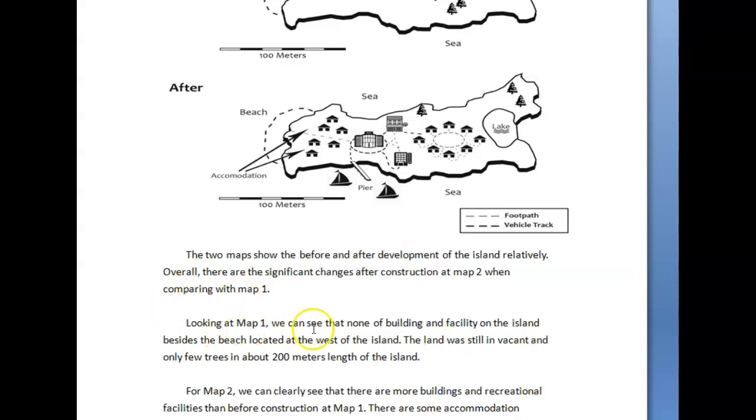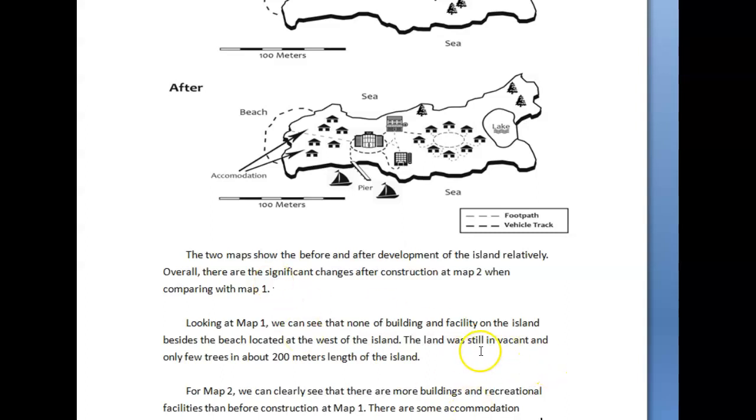Looking at map 1, we can see that none of the buildings and facilities on the island, no, the grammar is wrong here, okay? So, looking at map 1, we can see that there are no buildings or facilities on the island besides the beach located at the west of the island. Okay, that's not really a building or a facility, that's just a naturally occurring thing. So maybe you could have changed that around a little bit. You could have just said, we can see that there are no buildings or facilities on the island, period.